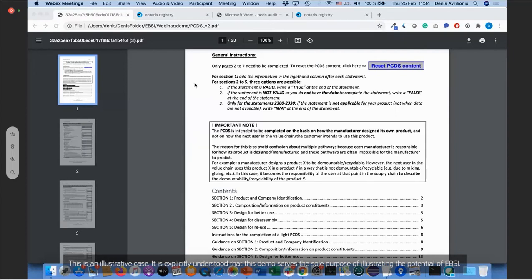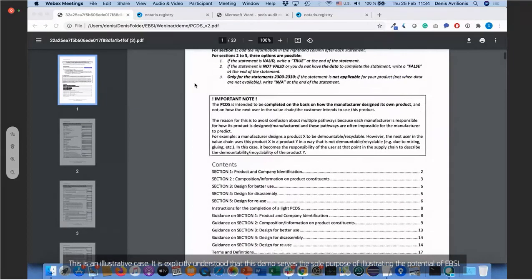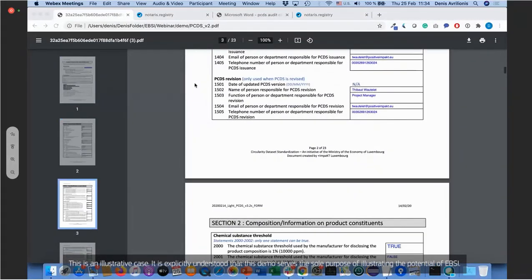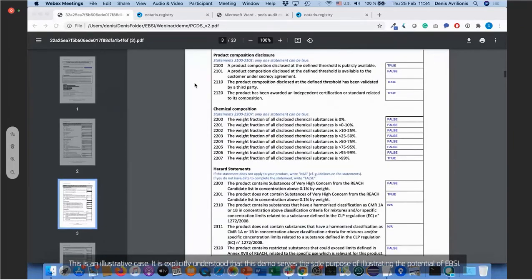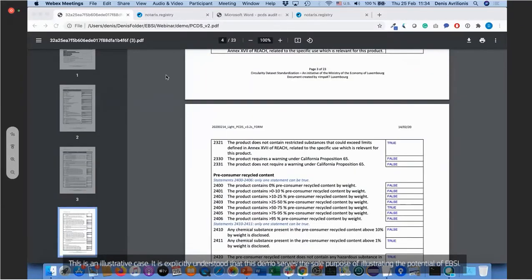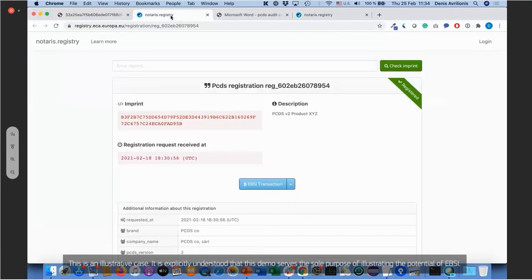Okay, so let's see some PCDS now. This is an example of a PCDS document. There are a lot of claims besides the information on the company. So there are a lot of claims about the product. This information definitely could be notarized, since it could be notarized as a document or also in XML form or other electronic format that we may have.